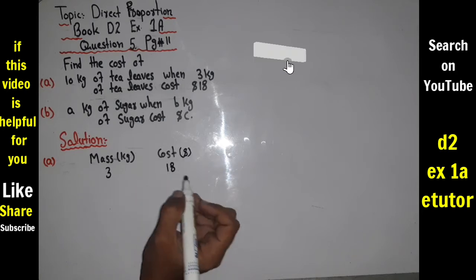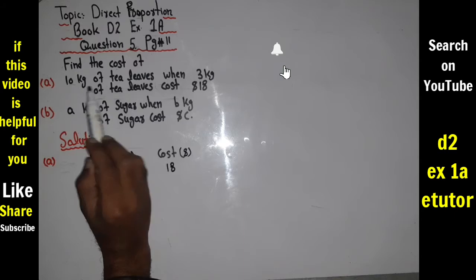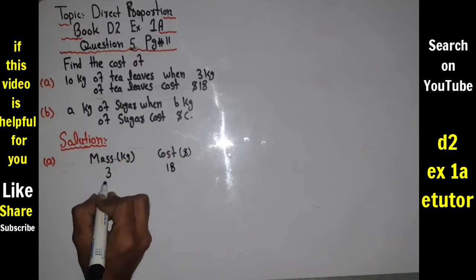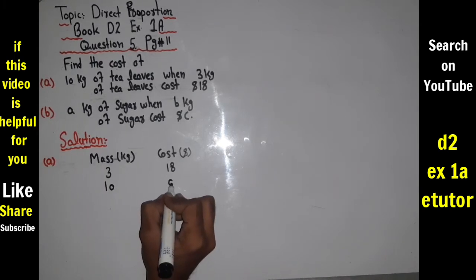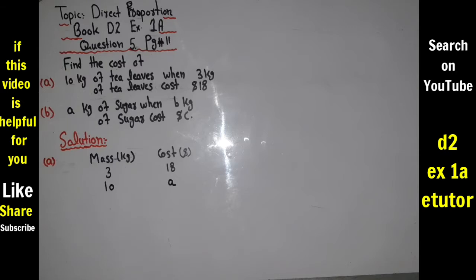And we have to find the cost of 10 kilogram of tea leaves. As this is unknown, we will write a variable a in the place of cost. Now we have to draw arrows.